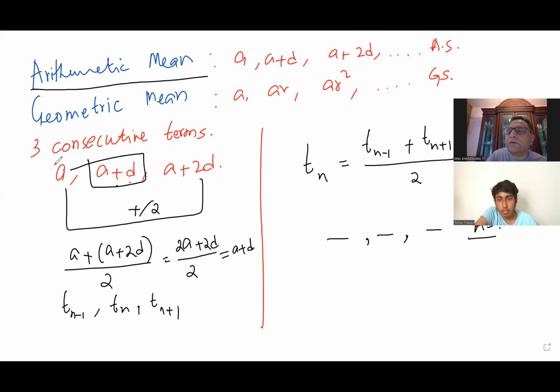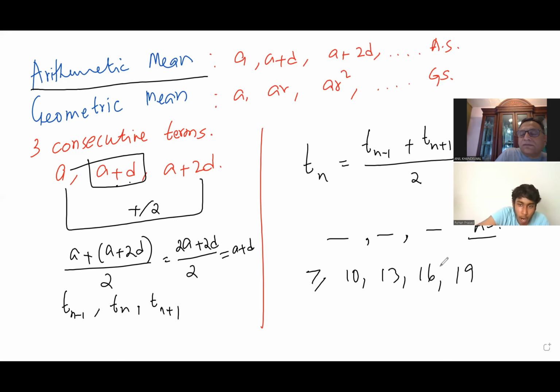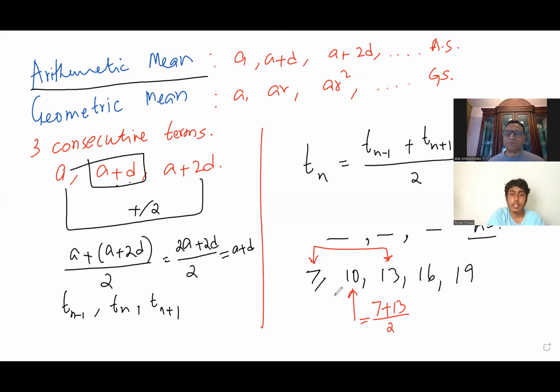So in any arithmetic sequence, the center term is the average of the two on the sides. For example, if I have a sequence, 7, 7 plus 3 is 10, 10 plus 3 is 13, 13 plus 3 is 16, and then plus 3 is 19, correct? So how is 10 related to these two numbers? 7 plus 13 divided by 2. 20 divided by 2 is 10, correct?